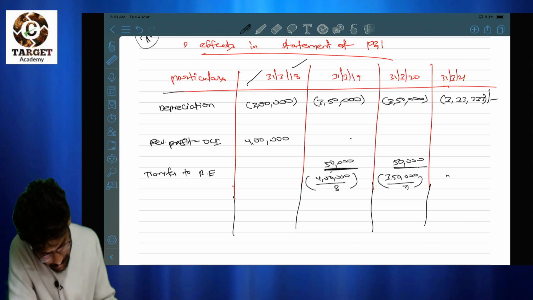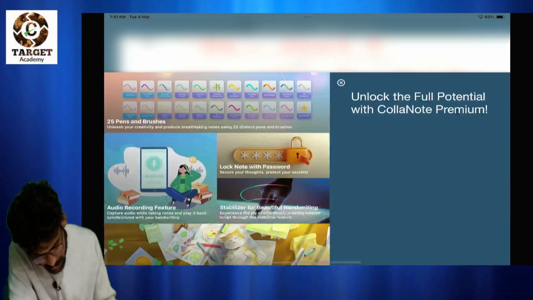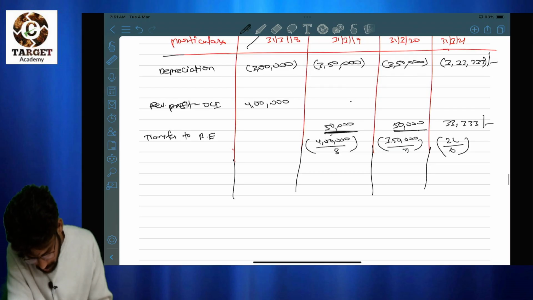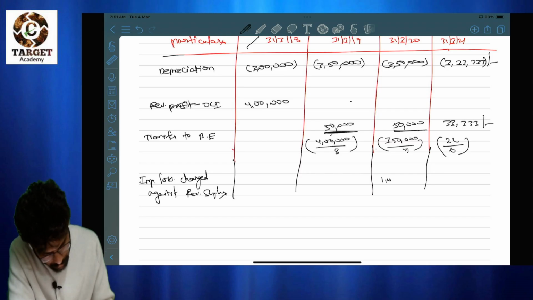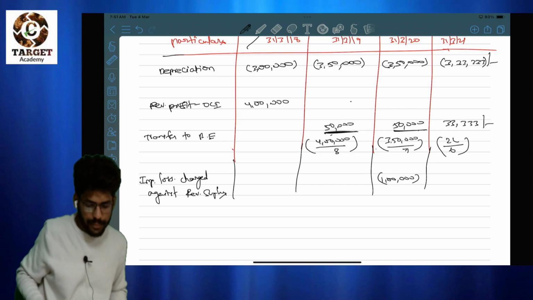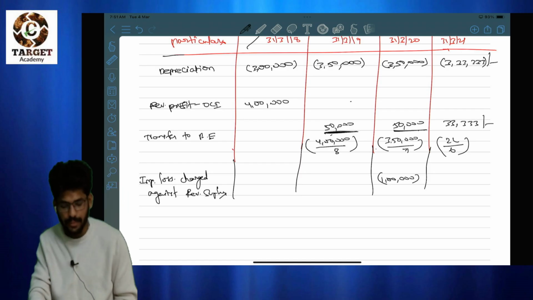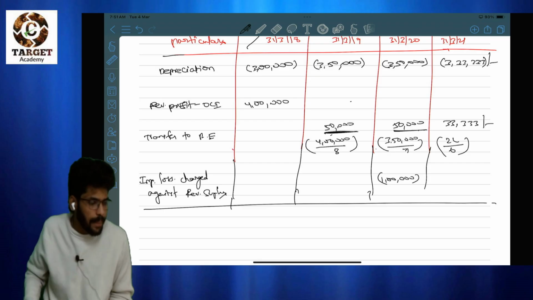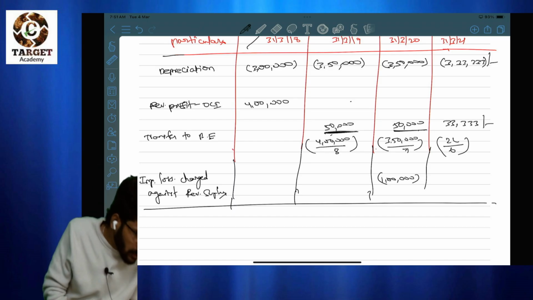Next, the last year, how much? 2 lakhs divided by 6, how much? 33,333. Next, the impairment loss charged against revaluation surplus. Please show this impairment loss also here, then only you will understand. Clear? Any doubts?